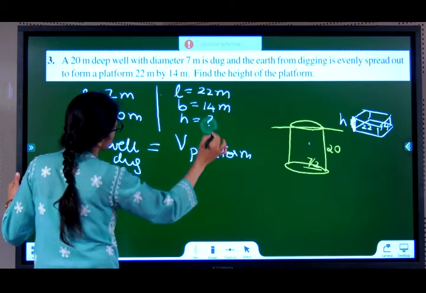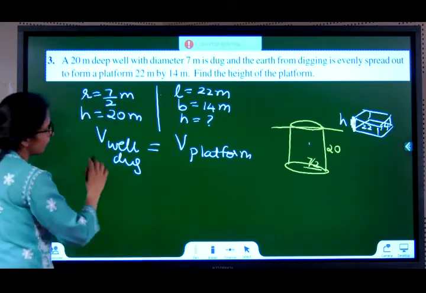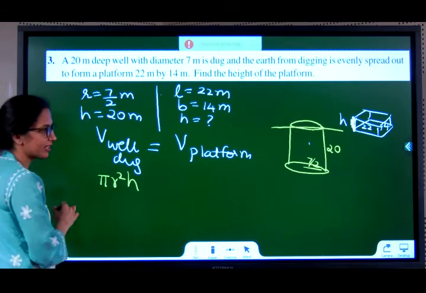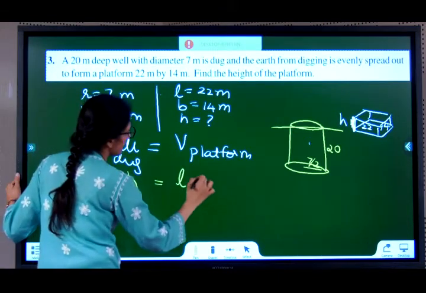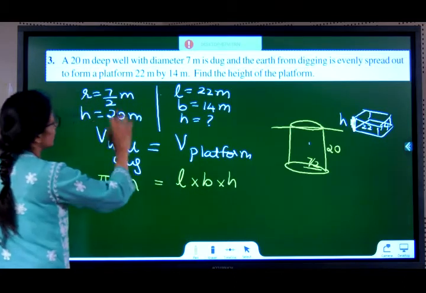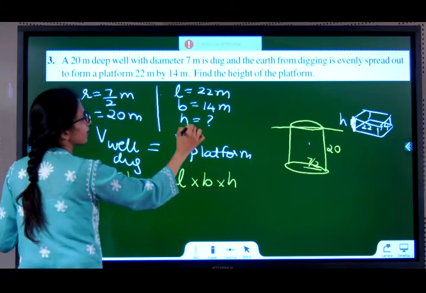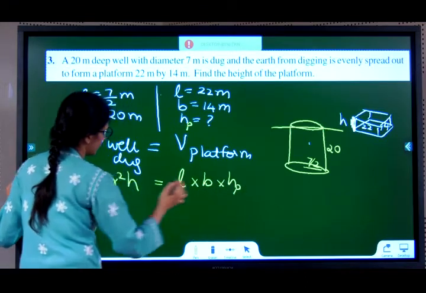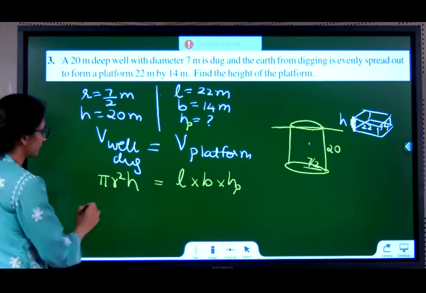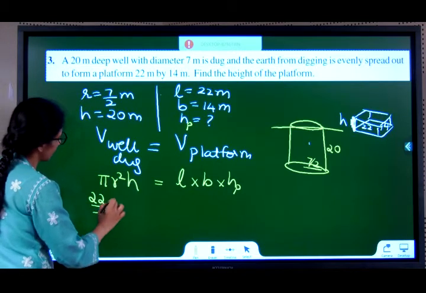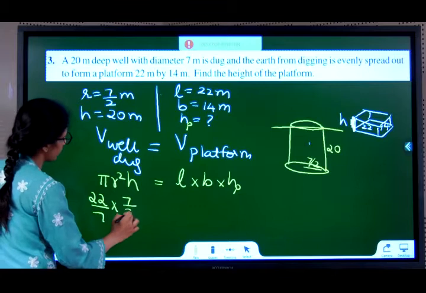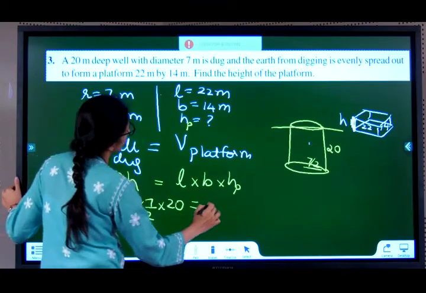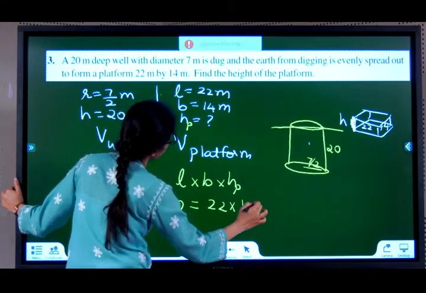Height not given. Substitute here, volume of the well dug, pi r square h, it's in the form of a cylinder. Platform, L into B into H. This one's H and this one's H is different, so we'll differentiate it, HP, height of platform. This height, let it be height of cylinder. 22 by 7, r square, 7 by 2 into 7 by 2 into 20 is equal to 22 into 14 into HP.